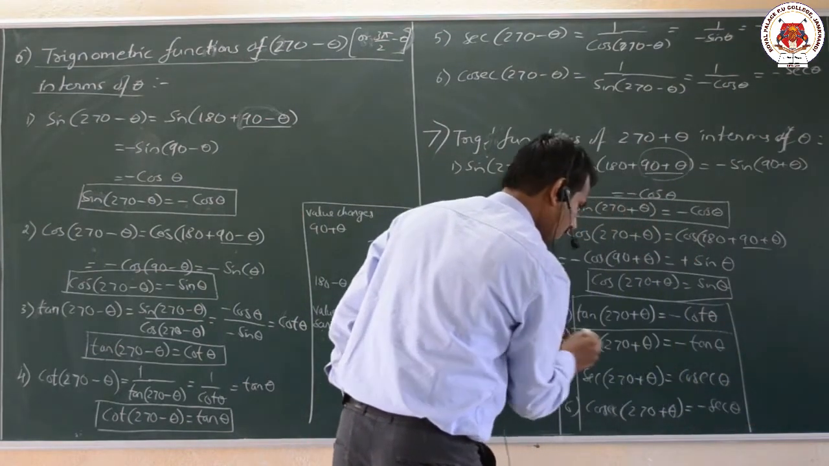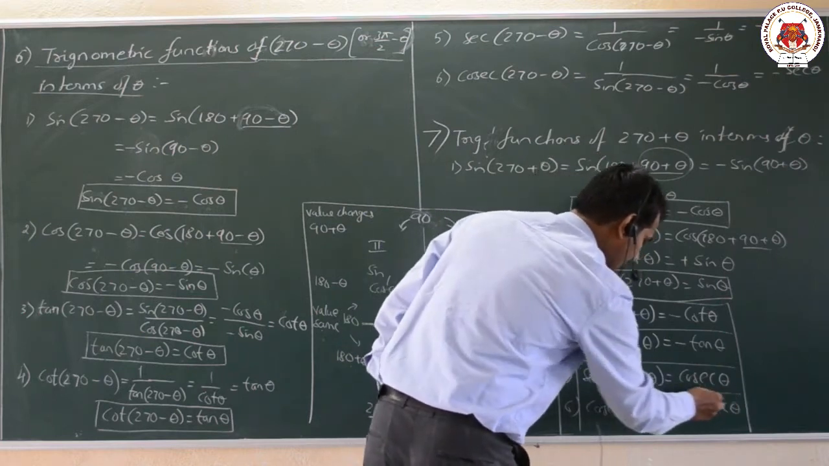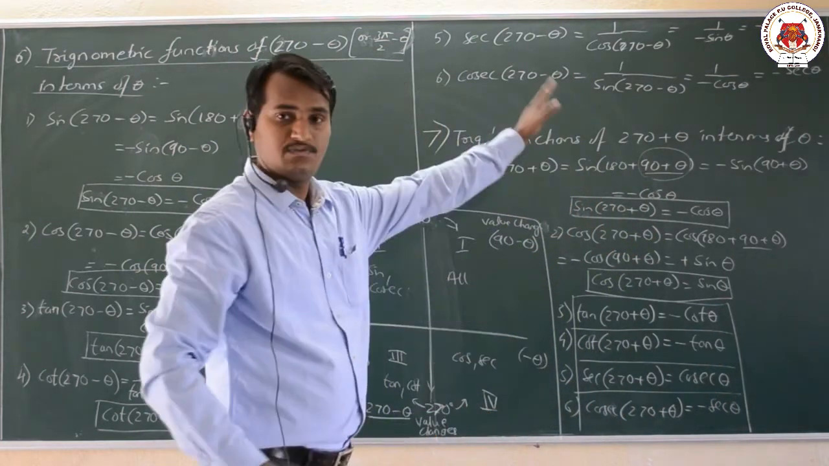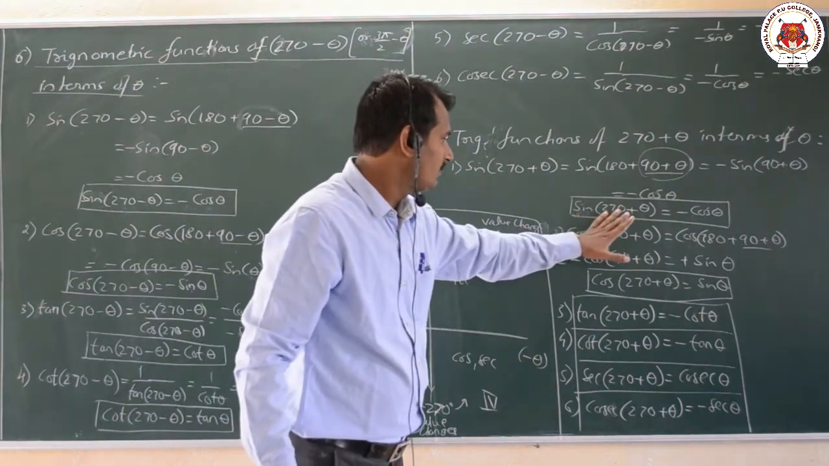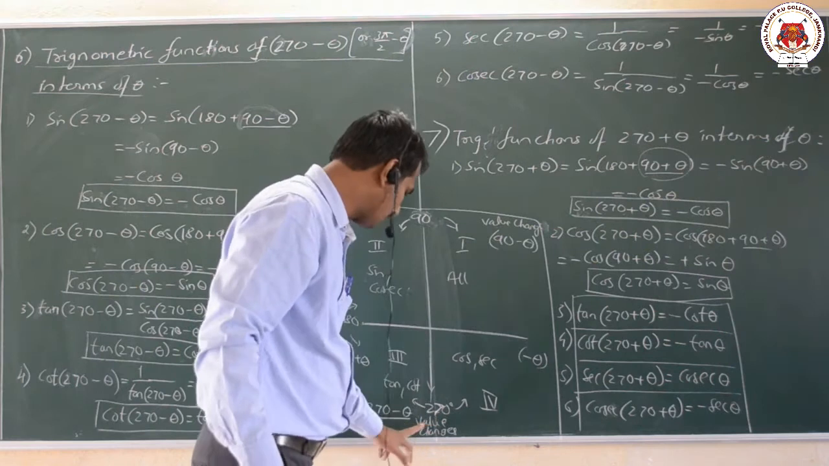Only one single property I can choose for all these formulas. These are all formulas. One single property. What is that? 270 plus theta. It comes in which quadrant?